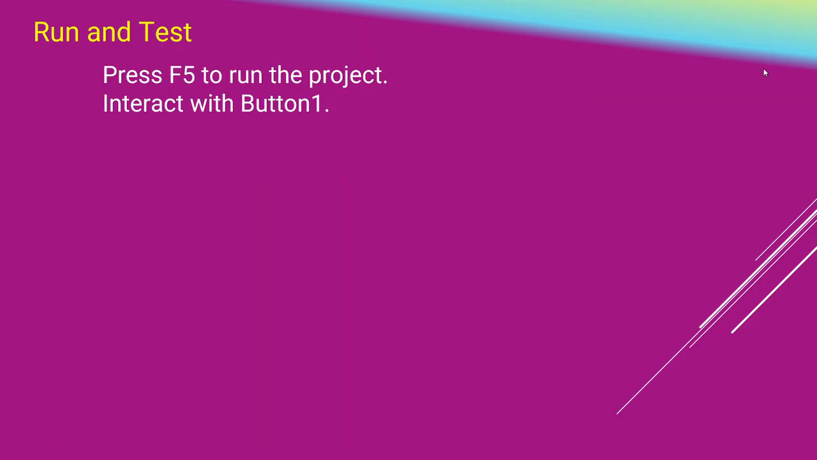Now it is time to test our application. Press F5 to run the project. Once it loads in your browser, click the Click Me button. You should see the message Hello from ASP.NET WebForms displayed in label 1. This confirms that our button click event is functioning as intended.